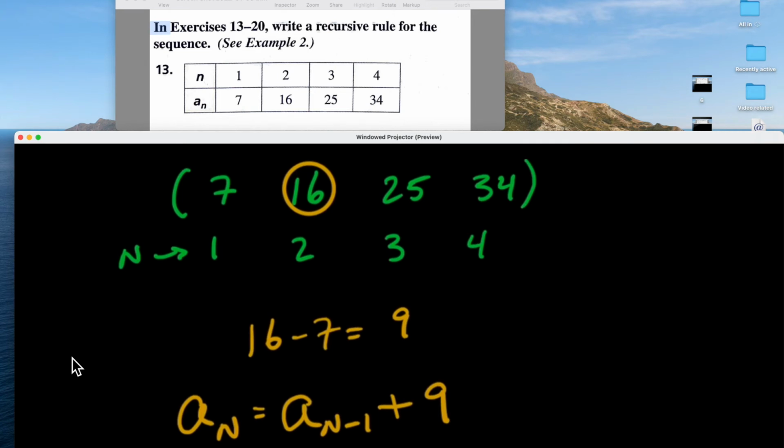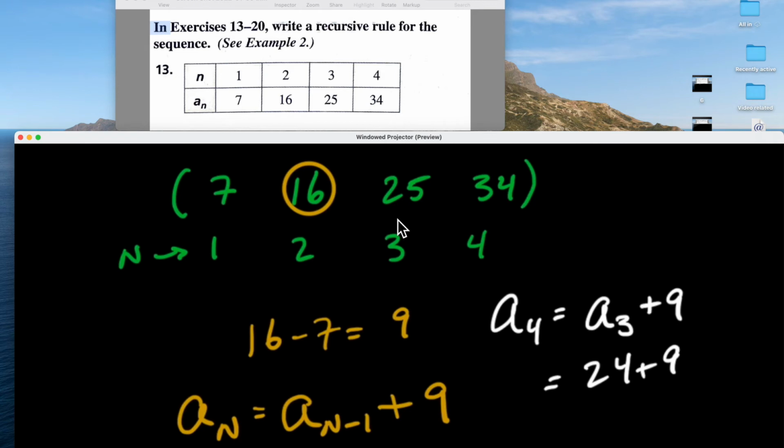Folks, it is just that simple. If I want to find, for example, what a sub 4 is, someone walks up to me and says, what's a sub 4 in this sequence? Well, I would go to the value before and add 9. The value before, 1 to the left, is 25. I would add 9 and that would give me 34.